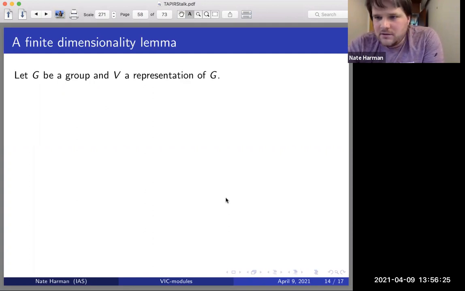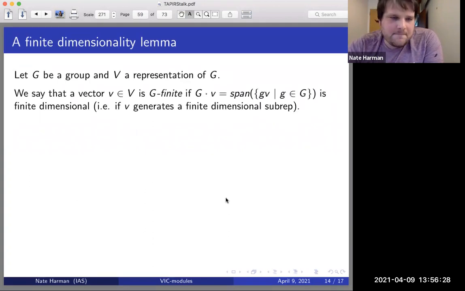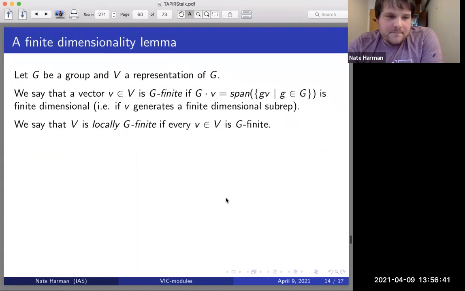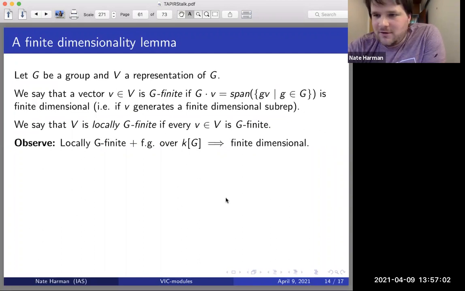So suppose I have a group and a representation of the group. I say that a vector is G-finite if it generates a finite dimensional subrepresentation. Right, so the span of its orbit is finite dimensional. And then I'll say the representation itself is locally finite if every vector has this property. A locally finite representation you can think of as a union of its finite dimensional subspaces. And a simple observation is that if you have local finiteness and you're finitely generated over the group algebra, then you're finite dimensional. So it's halfway towards finite dimensionality.